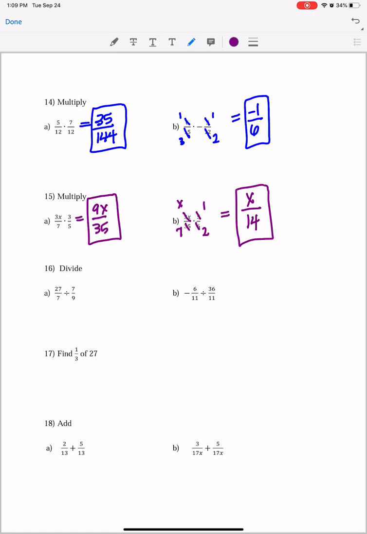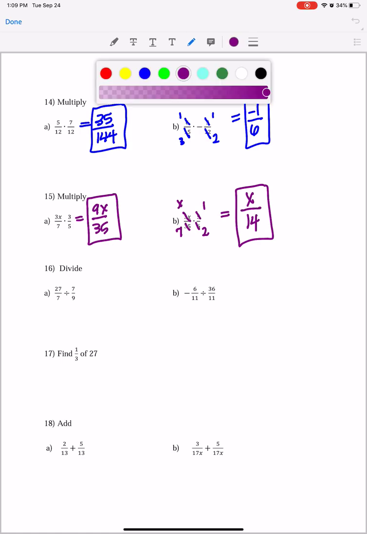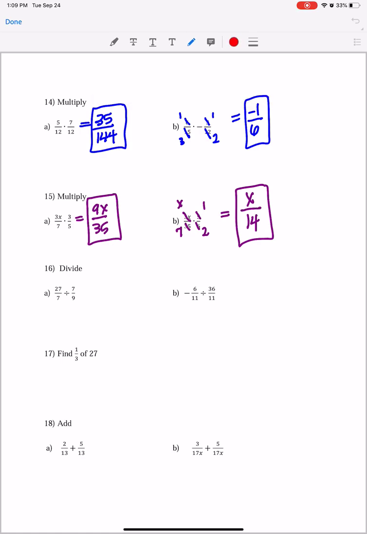On 16, we need to divide. When you divide, you need to do your keep, change, flip. So I'm going to keep this first fraction, so it just comes down. So we get 27 over 7. Change your divide to multiply, and then flip your second fraction. So instead of it being 7 over 9, it's 9 over 7. So check if you can cross-reduce. This way, 9 and 7, 7's prime, so I can't. This way, 27 and 7, 7 is prime, so we can't. So multiply straight across. So 27 times 9.